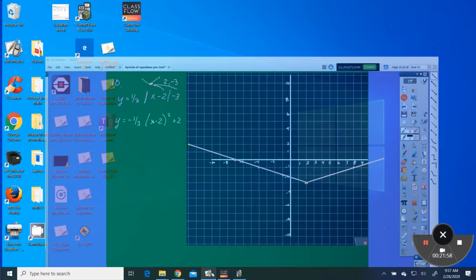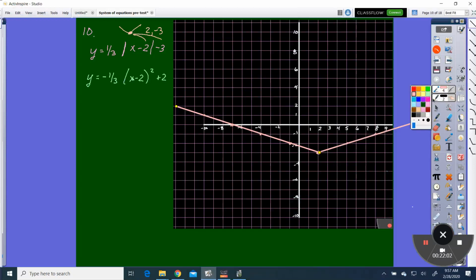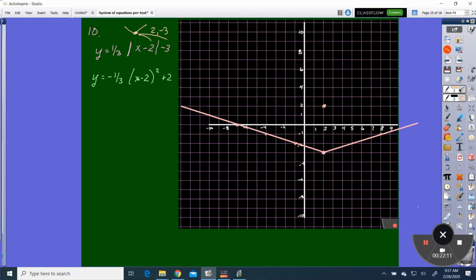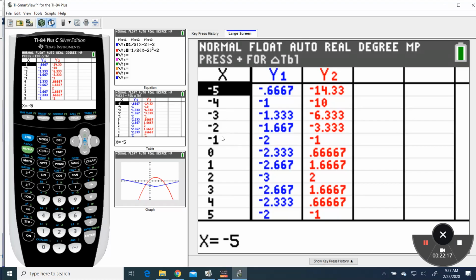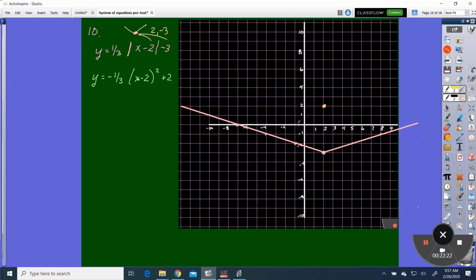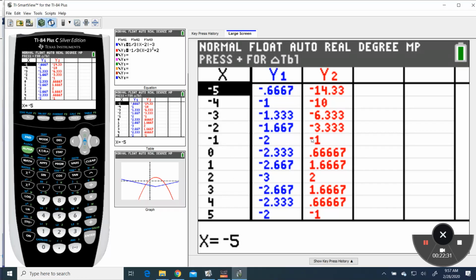So okay, let's do this. So at 2, it was 2. Negative 1, it's negative 1. Negative 4 was negative 10. Now if it's a parabola, it's symmetrical going the other way. So like 5 is going to be negative 1, and then the next one where it crosses is going to be negative 10 as well.